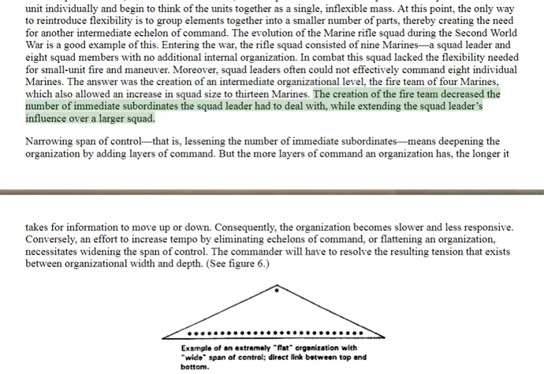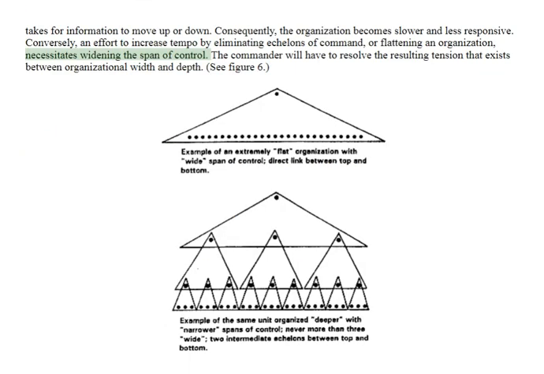The creation of the fire team decreased the number of immediate subordinates the squad leader had to deal with, while extending the squad leader's influence over a larger squad necessitates widening the span of control. The commander will have to resolve the resulting tension that exists between organizational width and depth. See Figure 6. Finally, organization does not apply only to people and equipment. It also applies to information.